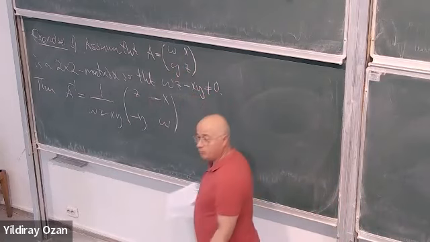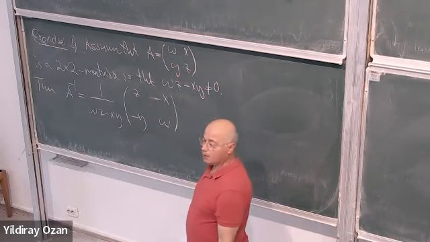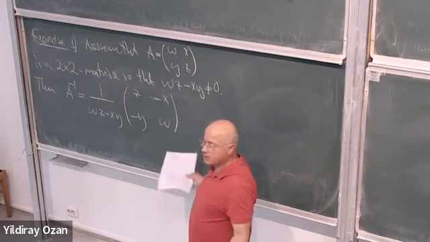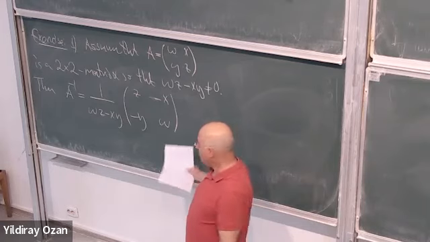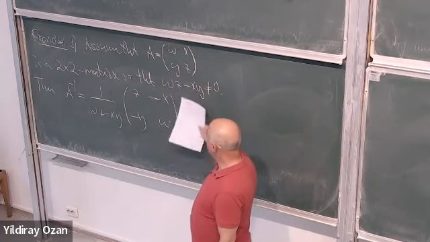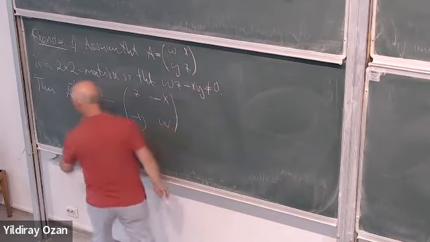How can you prove this? Well, you just multiply and see if the product is identity. That's the definition of being inverse. If this is the inverse, then A times A inverse should be identity.